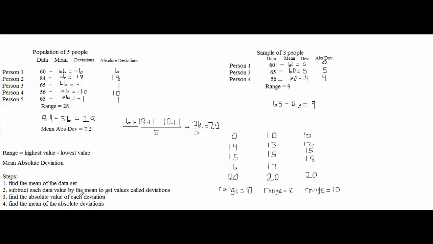So we found the absolute deviations, which was step 3. In step 4, we have to find the mean of the absolute deviations. That just means we have to find the mean of these 3 numbers. To get the mean of these 3 numbers, we just add the 3 numbers and divide the total by 3. We're just adding and dividing by the number of numbers.